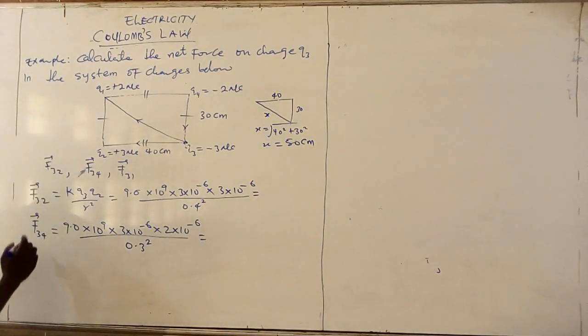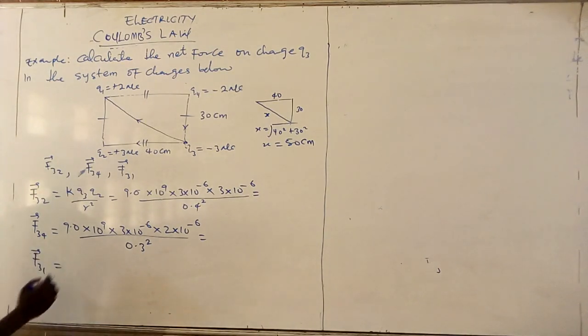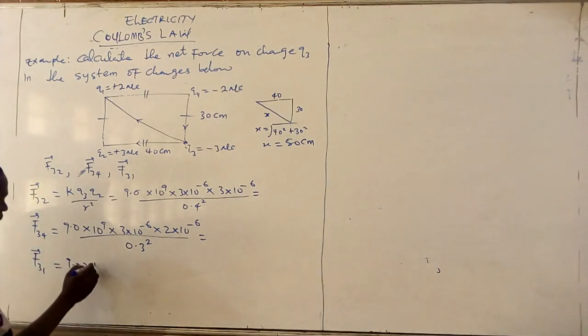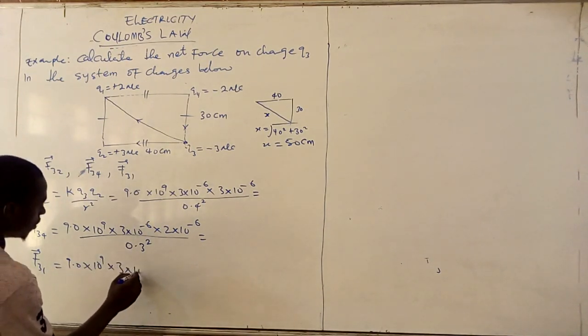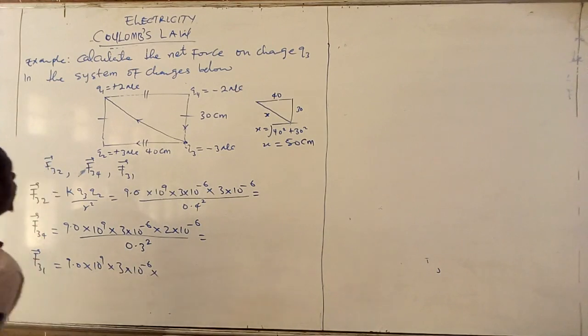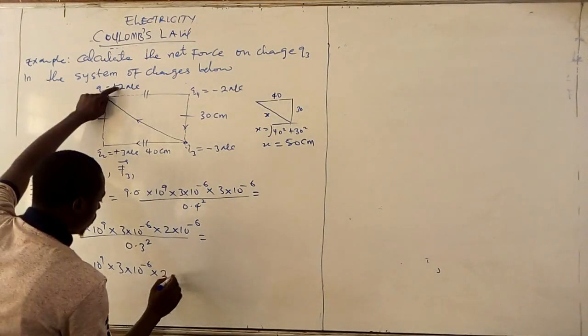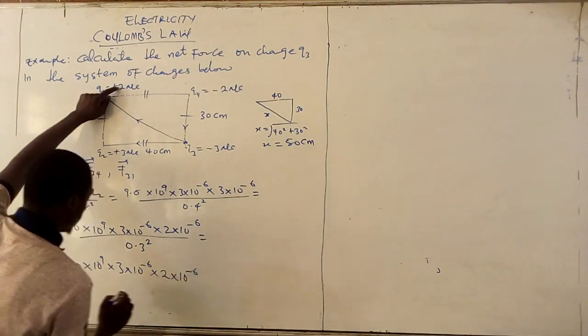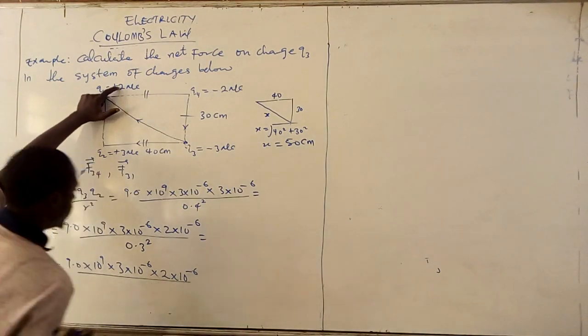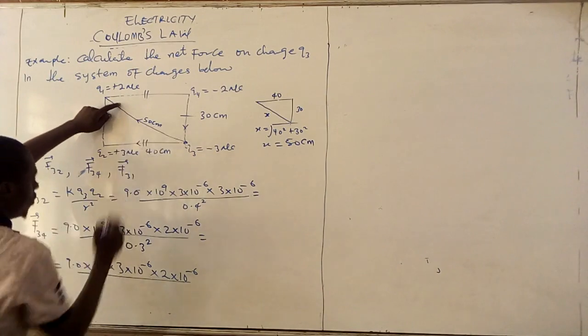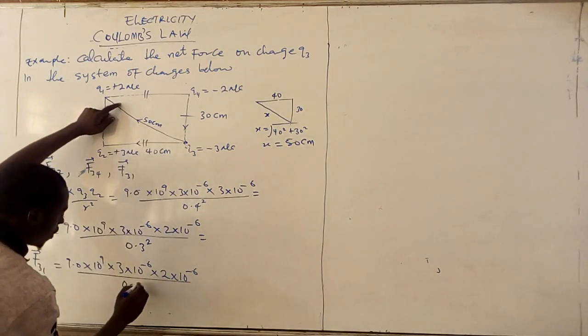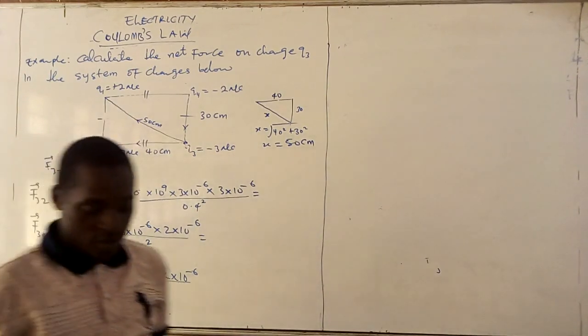Then for the third one, F31, 9.0 times 10 raised to power 9 multiplied by 3 times 10 raised to power minus 6 times 2 times 10 raised to power minus 6, divided by the distance between them, which we said is 50 centimeter, which is 0.5 squared.